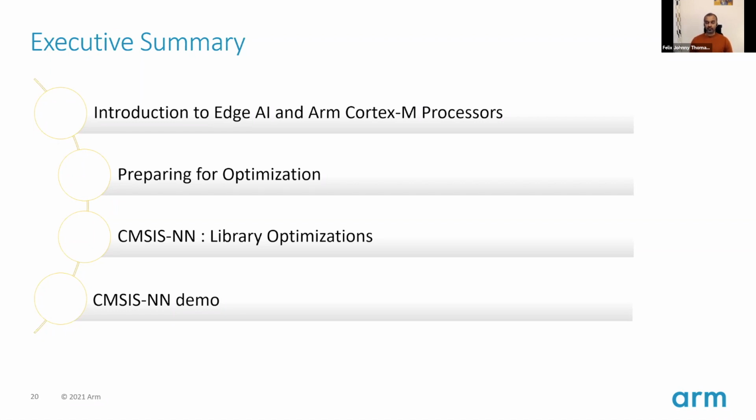We'll start off with a very short introduction to Edge AI and Cortex-M processors. And that'll be followed by how you go about preparing for optimizations. And then we'll get into the details of how we actually do the optimizations in CMSIS-NN. And after that, Fredrik will take over for a demo of CMSIS-NN, along with a few words about how you integrate it with TensorFlow Lite Micro.